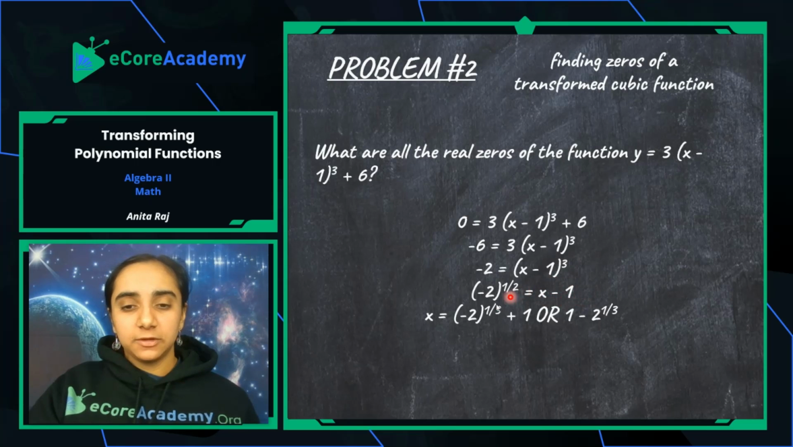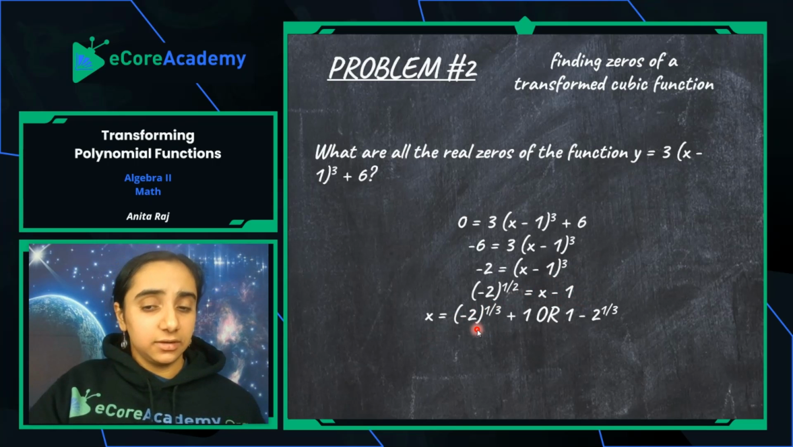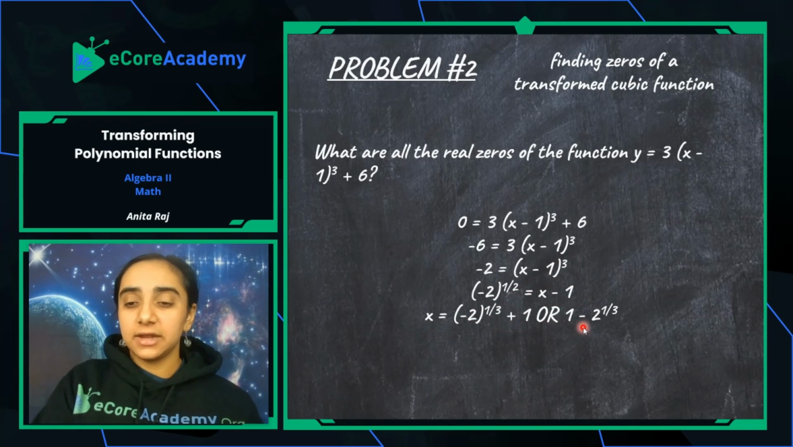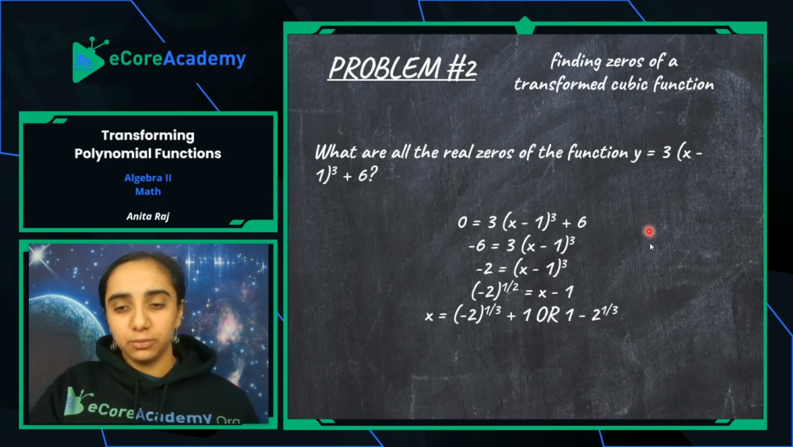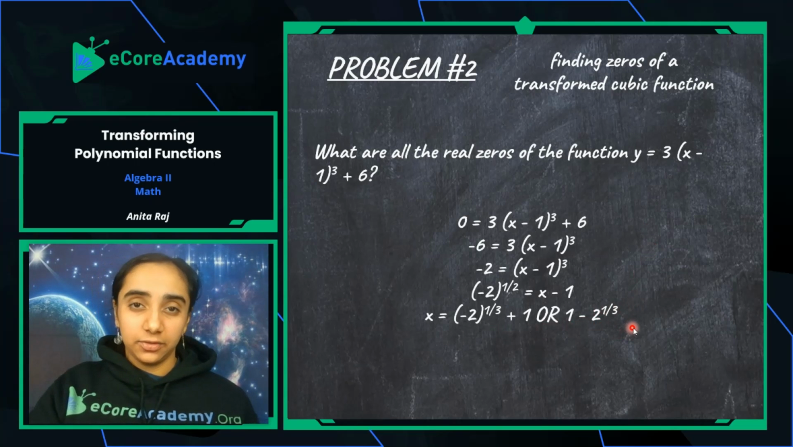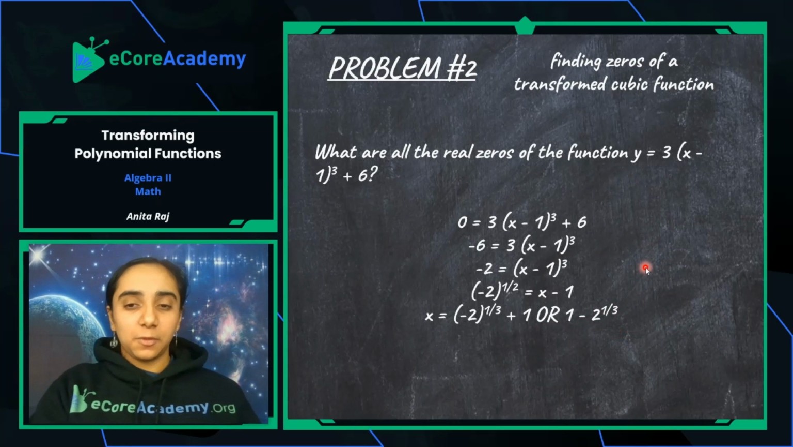And then if we add 1 to both sides, we get x is equal to the cube root of negative 2 plus 1, or if you factor out that negative 1, you can actually rewrite this as 1 minus 2 to the 1/3. You're not actually factoring it out, you're pulling it out of the cube root. So you can write that answer either way if you did the work for this problem.